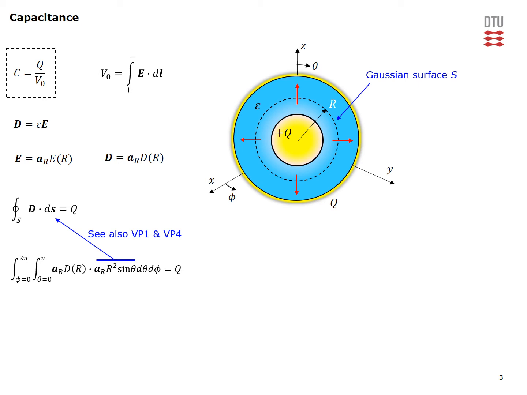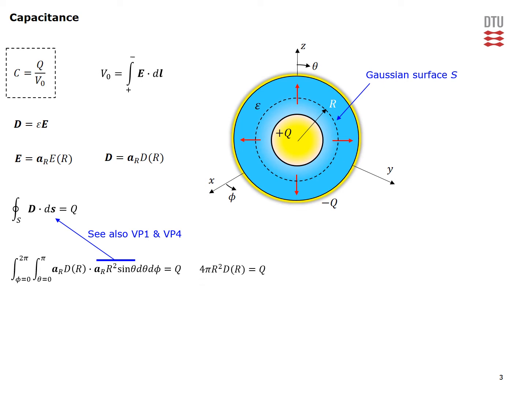For a detailed determination of this ds element, I refer you also to video problem 1 and video problem 4. The right hand side here is of course equal to the total free charge enclosed by the surface, and this is exactly the assumed positive plus Q charge on the surface of the inner conductor.